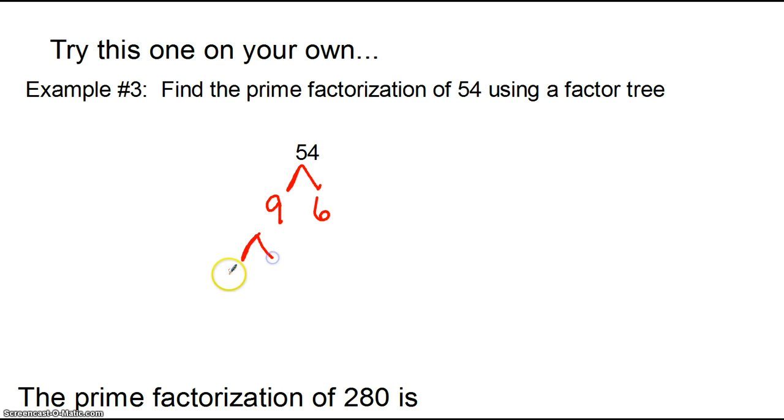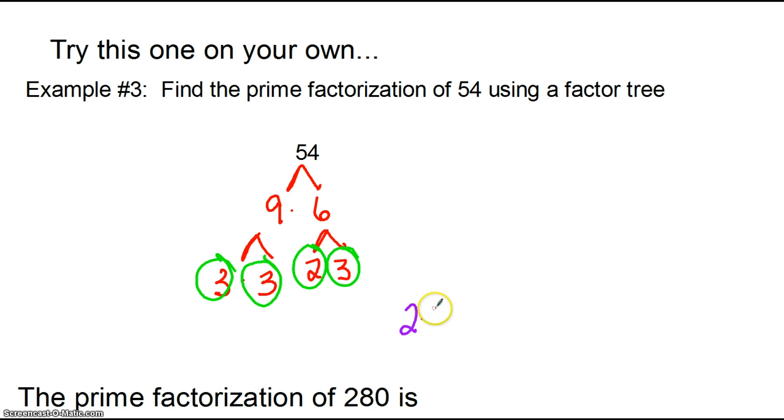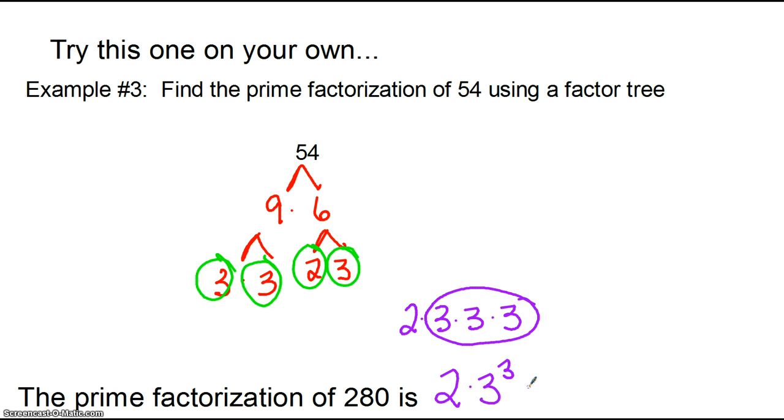So from 9 and 6, I'm going to do 3 times 3, and those are both prime. So I circle. Then I'm going to go to 6, and 2 times 3 is 6, and those are also both prime. Okay, so my final factorization is 2 times 3 times 3 times 3, and since there's 3 sets of 3's, I can write that as 3 to the 3rd power, and that's my final answer.